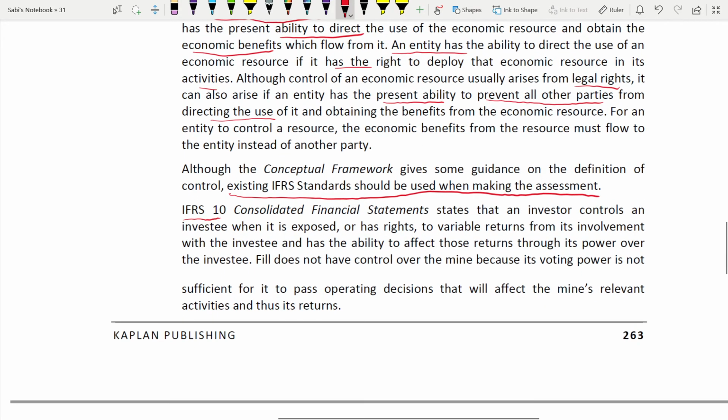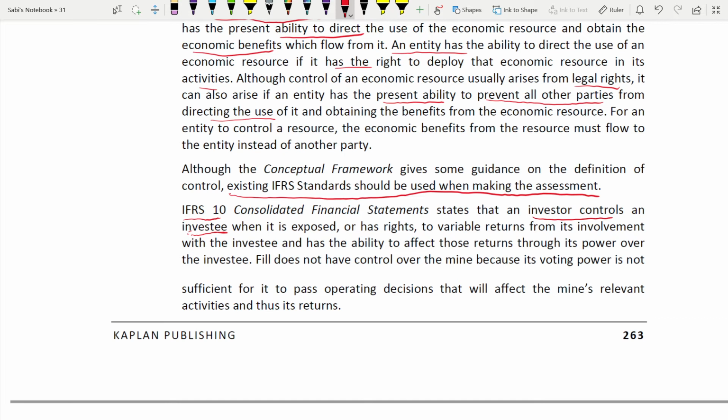What does IFRS 10 say? They immediately start by asking what the standard says on control. They state that an investor controls an investee. These terms are important: investor controls investee. You can memorize these if you are learning IFRS 10, because IFRS 10 is not so big. Mostly, if a question is asked on IFRS 10, it is on this part.